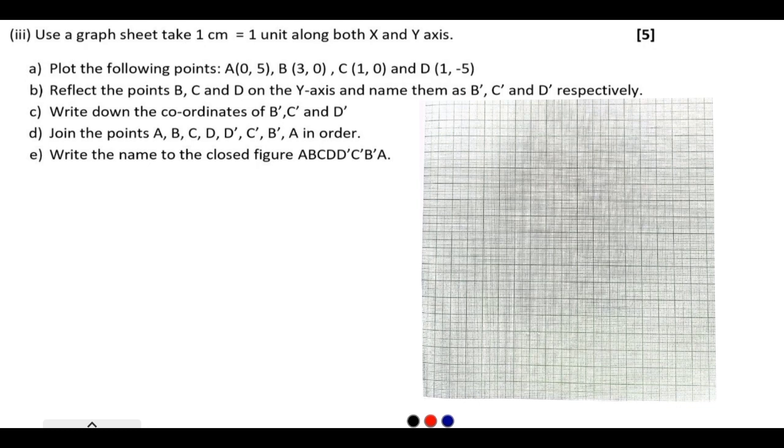Third part, it is from reflection. Use a graph sheet. Take 1 centimeter equal to 1 unit along both x and y axis. Plot the following points A, B, C and D. First of all, we are plotting these points. A is (0, 5): on the x axis 0 distance and on y 5. This is the first point A.